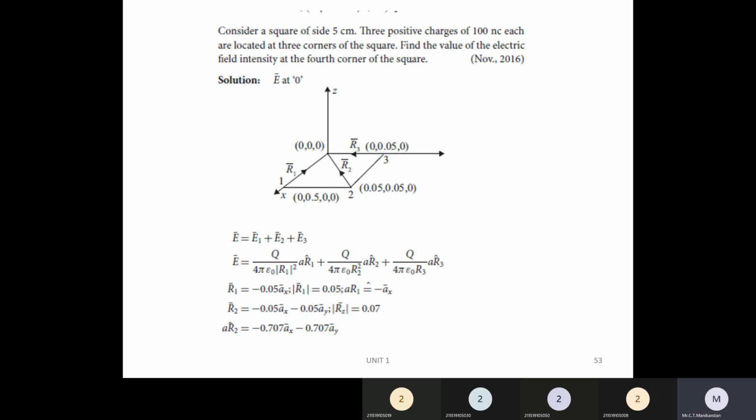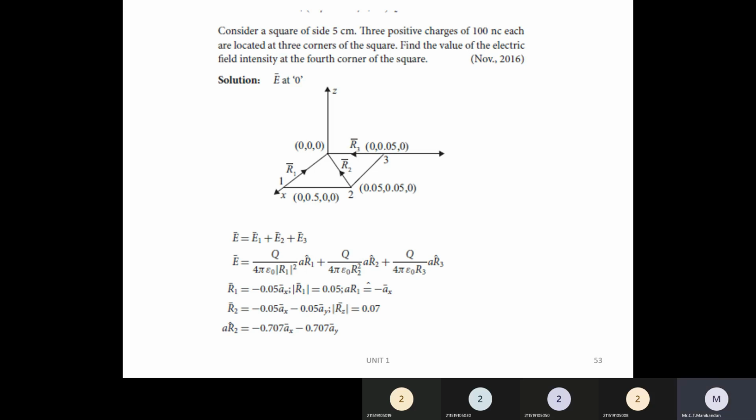The positive charges of 100 nanocoulomb are located at three corners of the square. You can see the three corners 1, 2 and 3. We have to find the electric field intensity at the fourth corner. There we have charges of 100 nanocoulomb. How do we find the electric field intensity due to 1, 2 and 3 at point 4? That's what we are seeing here.